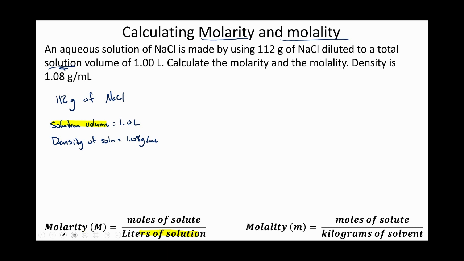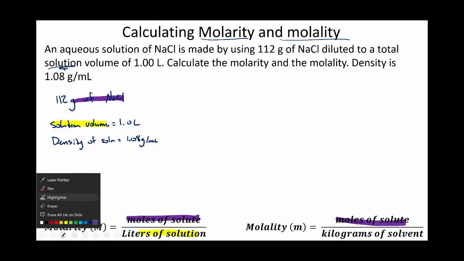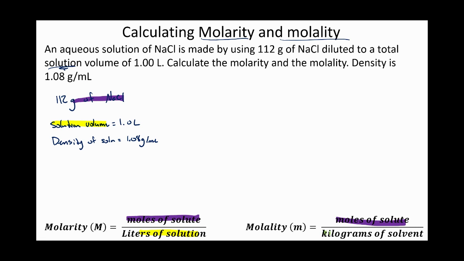We also see that molarity and molality share the same numerator of moles of solute. I don't have moles of solute, but what I do have is a mass of solute, so I'm probably going to use this in order to calculate that. And then finally, the last piece of information is the kilograms of solvent. Right now, I have a volume of solution and a density of solution, so I'm probably going to use these two in tandem in order to calculate the kilograms of solvent.